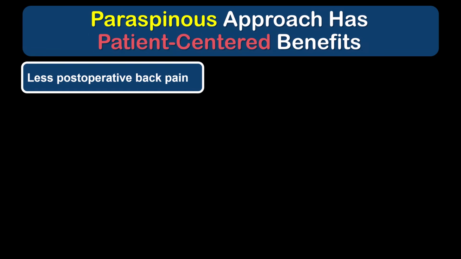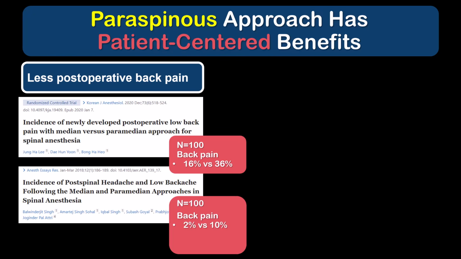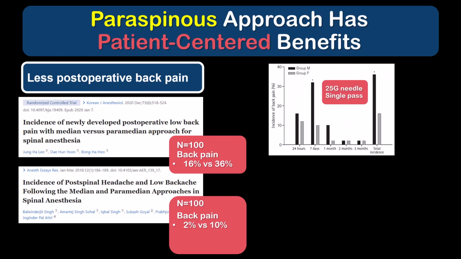But using the paraspinous approach doesn't just make neuraxial blocks technically easier. There are also significant patient-centered advantages. There's data from several studies that indicate that back pain is less common with the paraspinous approach versus the midline approach. And this one by Lee and colleagues was particularly compelling as they only included patients who had a single needle pass with a 25-gauge needle.